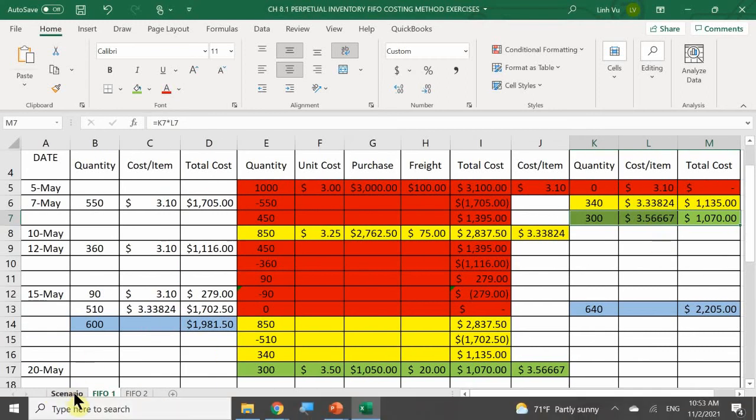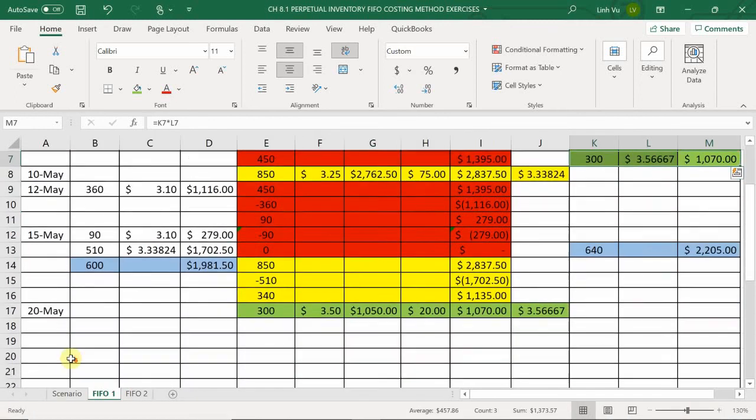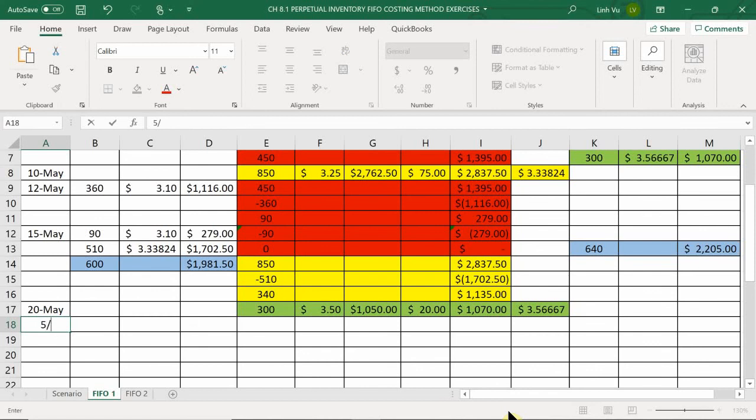Okay. So then let's go ahead and go around here. It is now the 22nd of May. You sold 450 units at $10.25 each. So here's the key here. You sold 450 units. So plugging those numbers in here. It is May 22nd. We sold 450 units. So in this case, let's take a look at my batch of inventory.